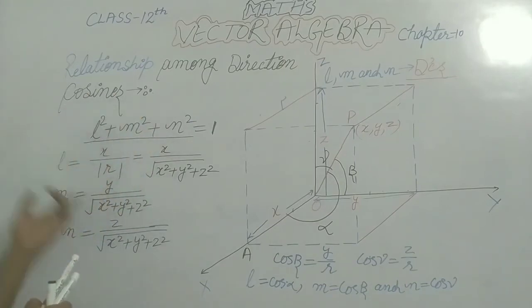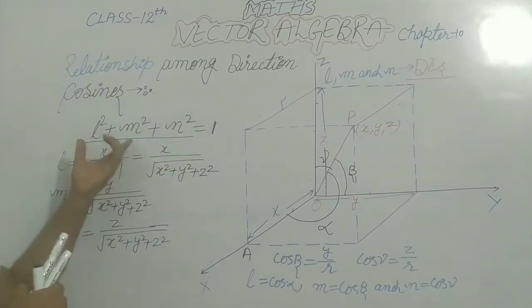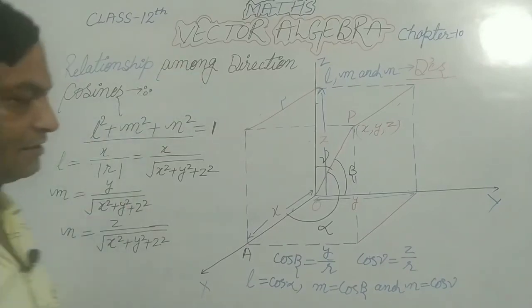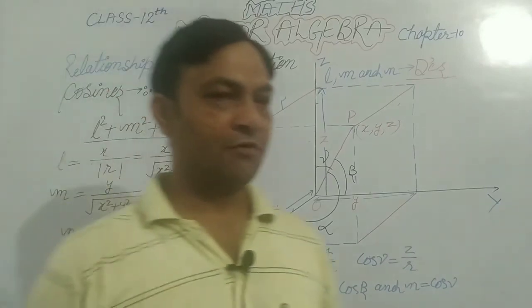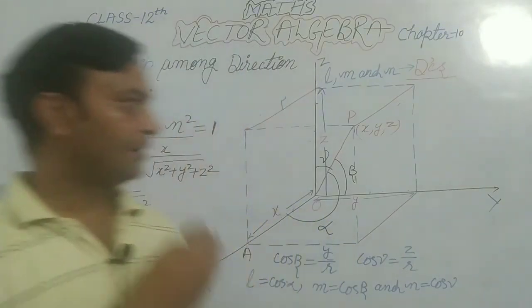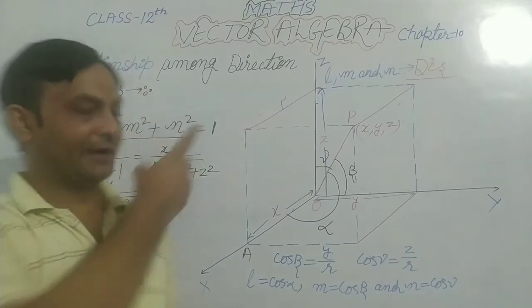So this is the relation among direction cosines. Now we will discuss the last topic, types of vectors.